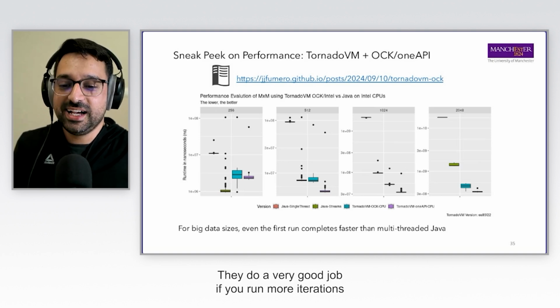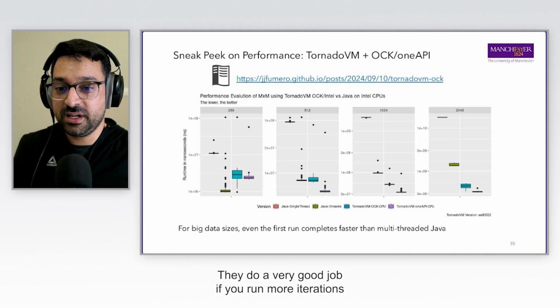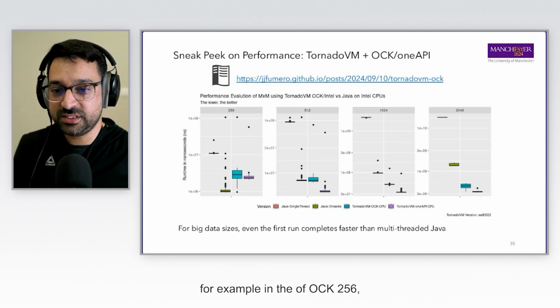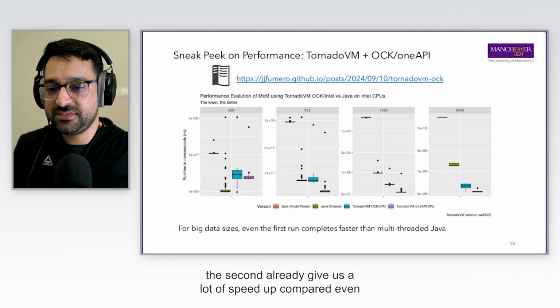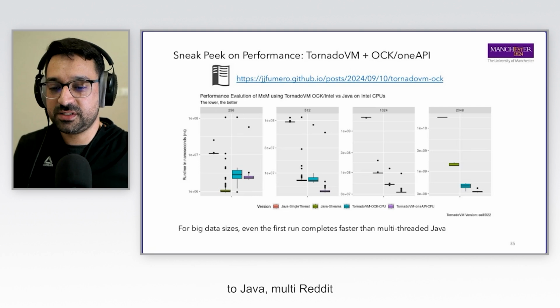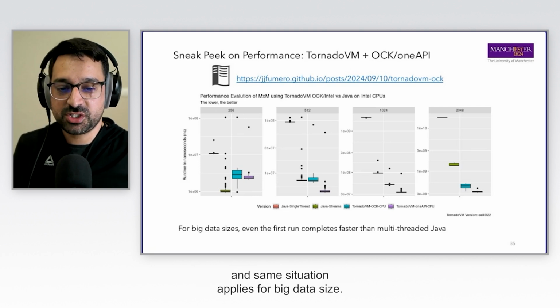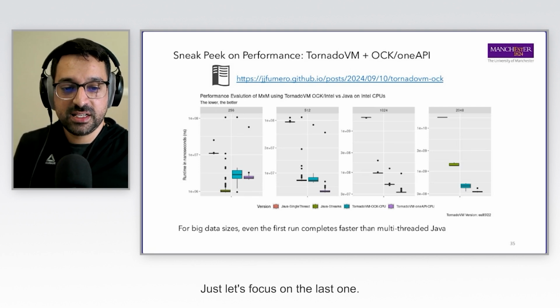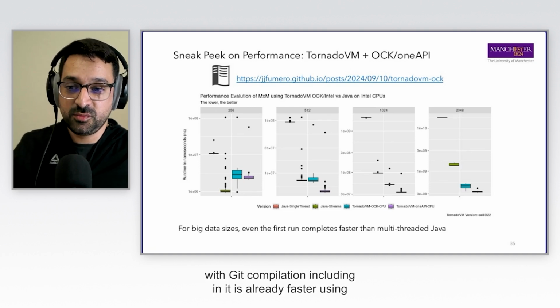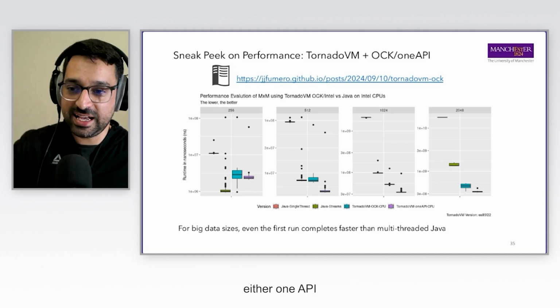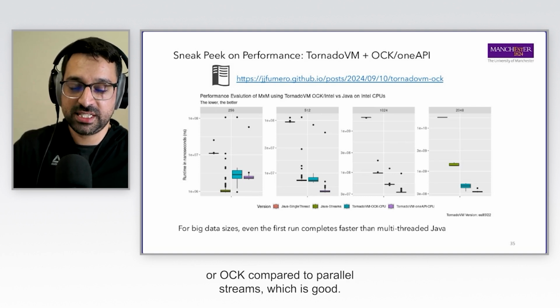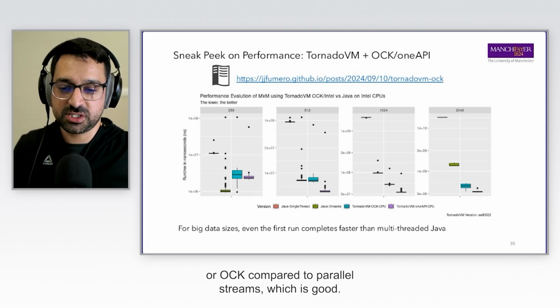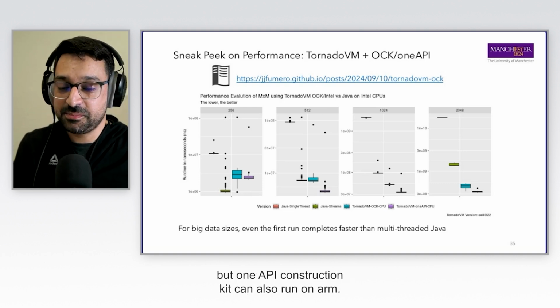They do a very good job. If you run more iterations, for example, in the case of OCK, 256, the second already gives us a lot of speed up compared even to Java multi-threaded. And the same situation applies for bigger data size. Let's focus on the last one, for example, the 2048. Even with JIT compilation included, it is already faster using either oneAPI or OCK compared to parallel streams, which is good. Okay, so this is on Intel, but the oneAPI Construction Kit can also run on ARM.